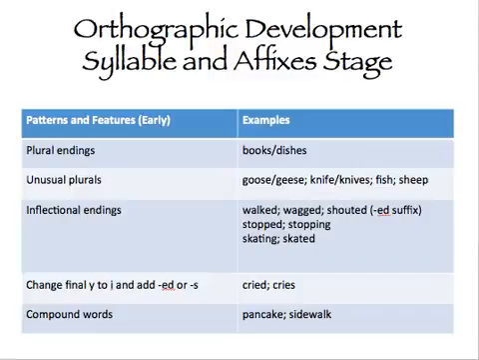Well, in the beginning of this particular stage, kids are beginning to really pay attention to plural endings, books and dishes. They're also beginning to pay attention to unusual plurals, so goose, geese, knife, knives. And then those that represent both singular and plural, one fish, two fish, and the famous Dr. Seuss book.